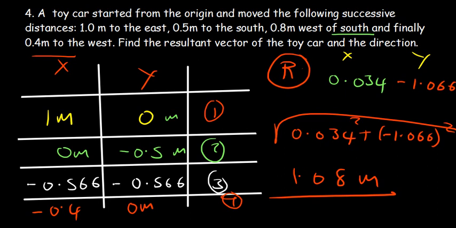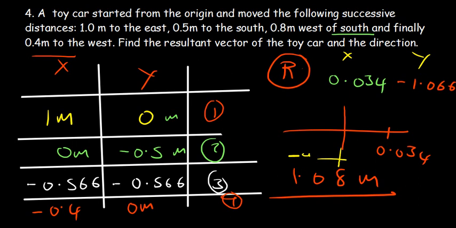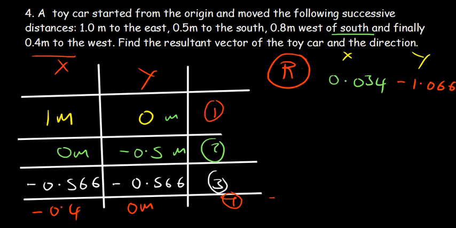Now your direction. Even when they don't state it in the question, when they ask you to find the resultant vector, make sure you also find the direction. So your x component is 0.034. Your y component is negative, right? So you expect it to be between 270 and 360. Whenever you have a negative, ignore the negative to make things easier. So tan inverse of y over x, ignoring the negative.